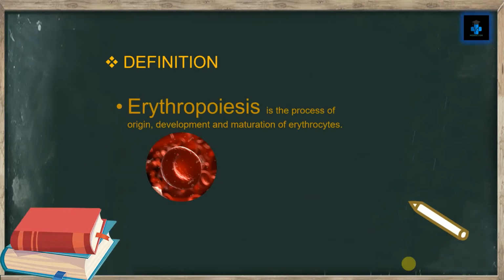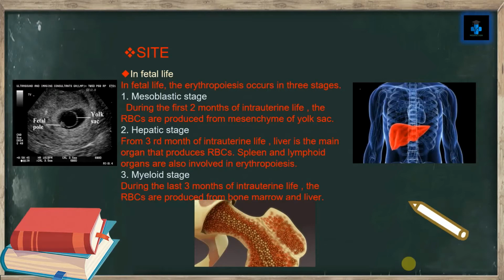Definition. Erythropoiesis is the process of origin, development, and maturation of erythrocytes, that is, the RBCs. Site. In fetal life, the erythropoiesis occurs in three stages. Number 1. The mesoblastic stage, that is, during the first 2 months of intrauterine life, the RBCs are produced from mesenchyme of yolk sac.